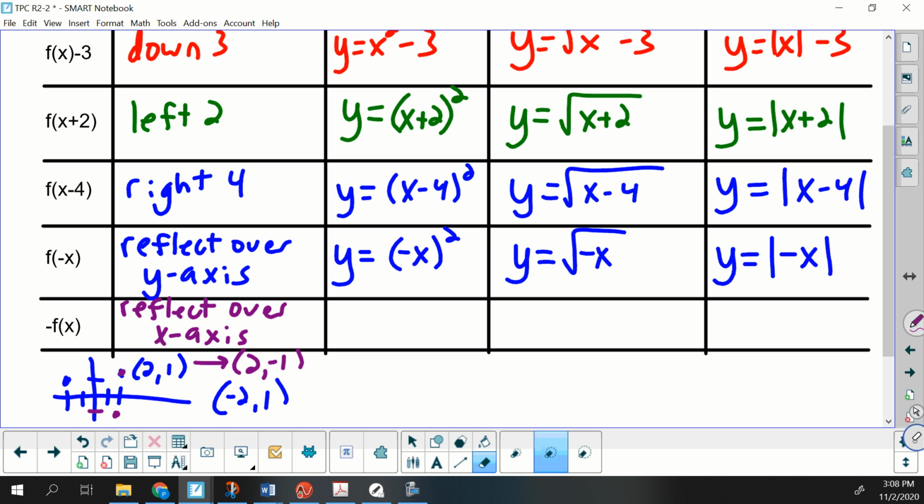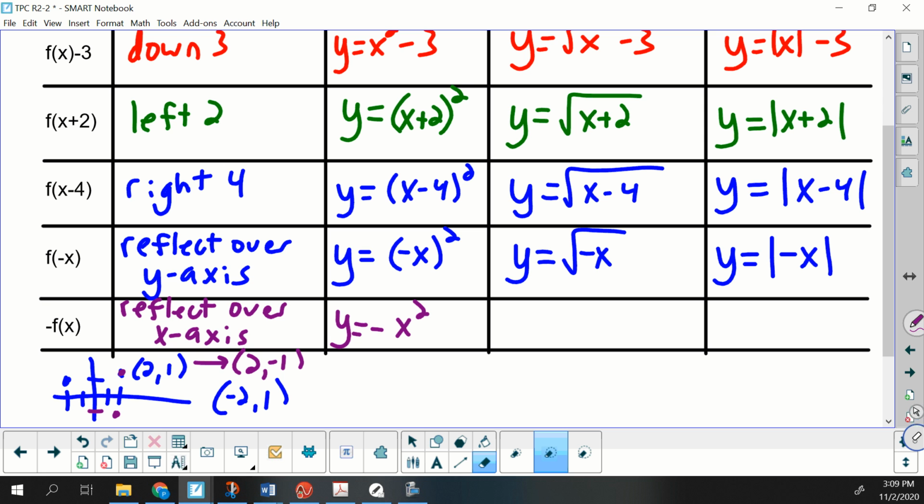So if you negate the y, then you reflect over the x. Whichever one you negate, it always goes over the opposite axis. So this is saying whatever your function is, just put a minus out in front of it. So we're going to have y equals minus, and then x squared.